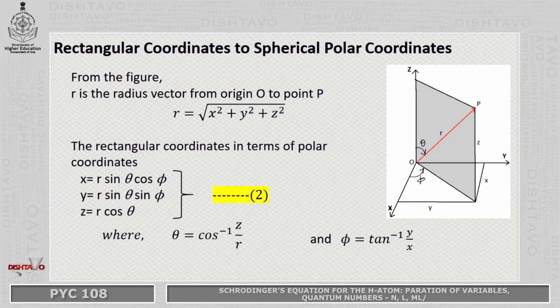Now we need to convert rectangular coordinates into spherical polar coordinates. So we use x equal to r sin theta cos phi, y equal to r sin theta sin phi, z equal to r cos theta, where theta is equal to cos inverse z by r and phi is equal to tan inverse y by x, and r is equal to root of x square plus y square plus z square.